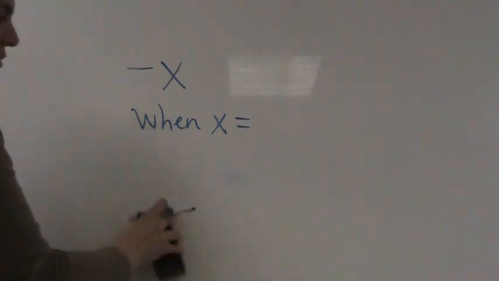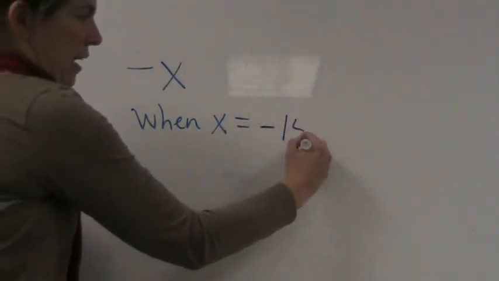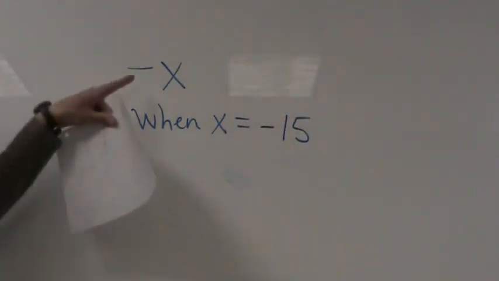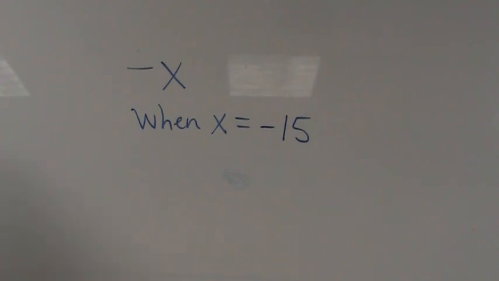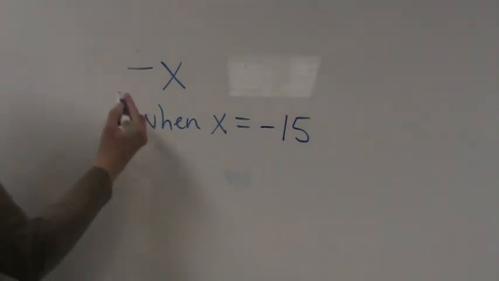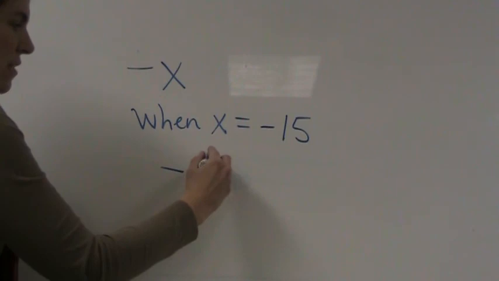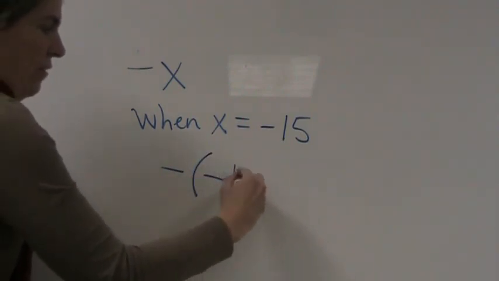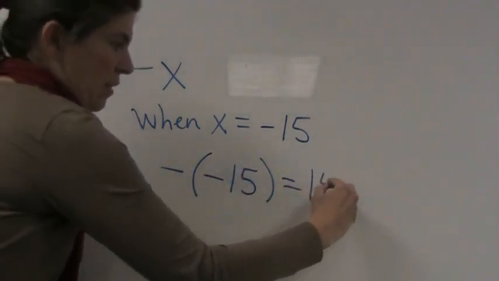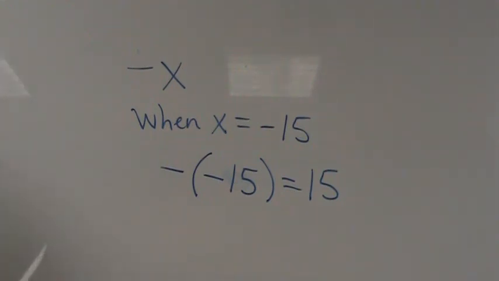Now if we have a different number for x here, we're going to say x is negative 15. The negative in front of the x is telling us we want to find the opposite of x. So we want to find the opposite of negative 15, which is simply the number 15.